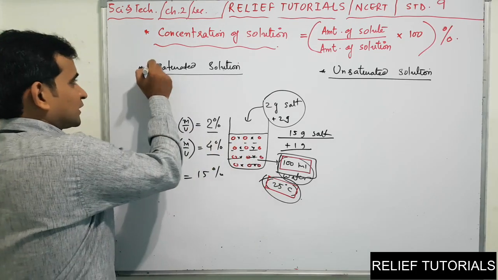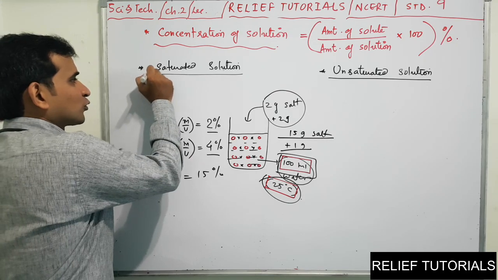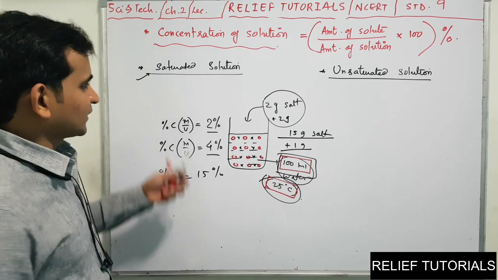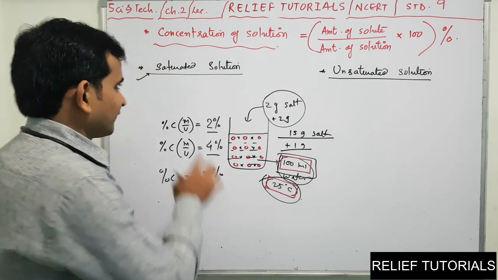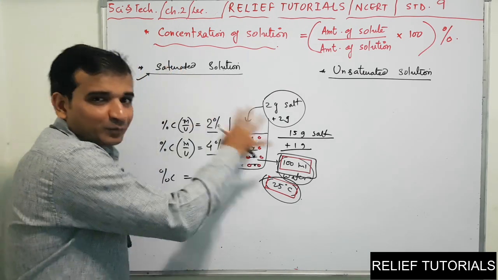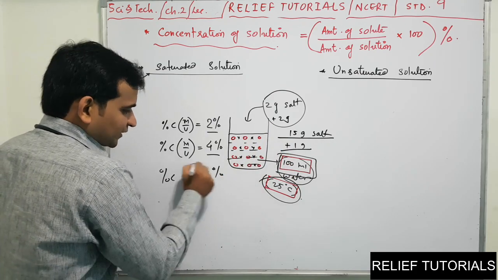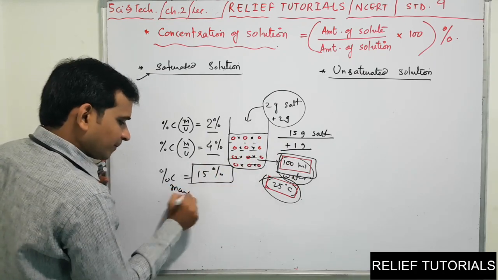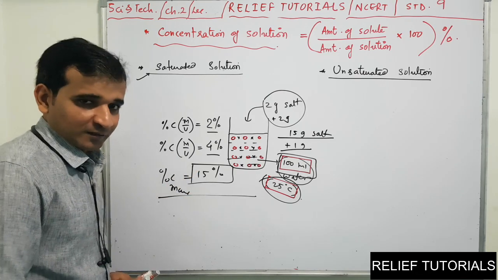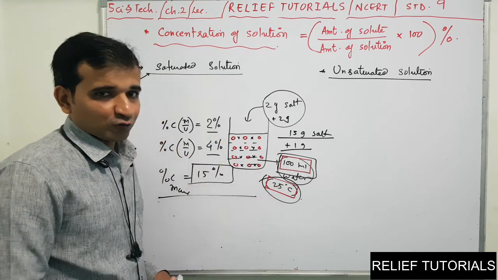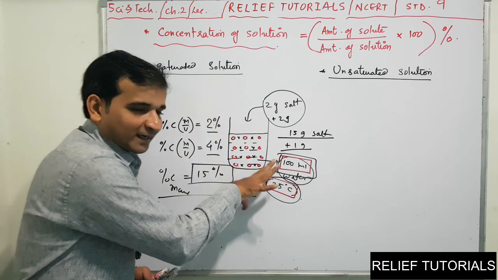Such type of solution in which no more solute can be dissolved is called a saturated solution. And when the saturated solution is obtained, the concentration is said to be maximum. It is having the maximum concentration because no more solute can be occupied in the solvent at the given condition.